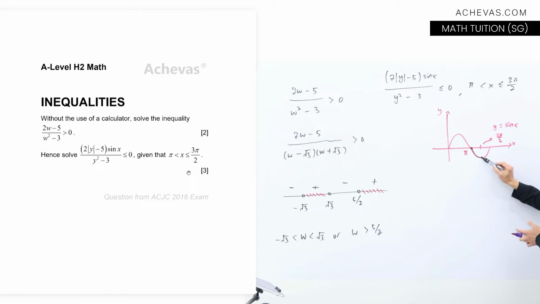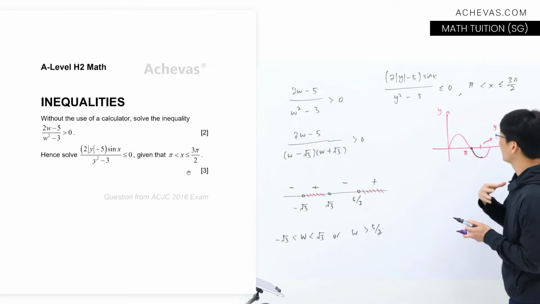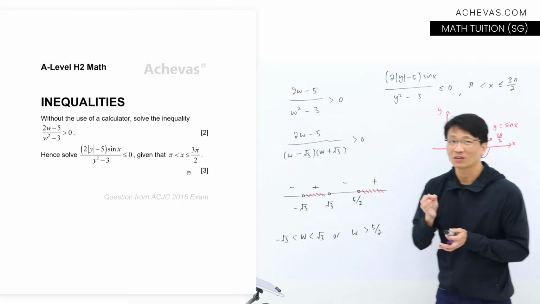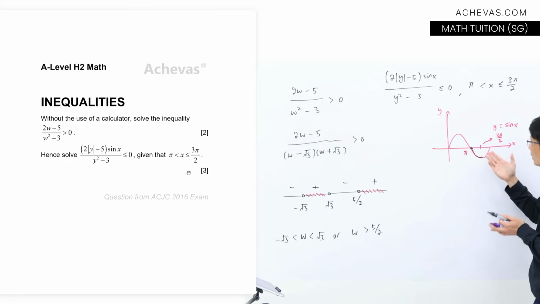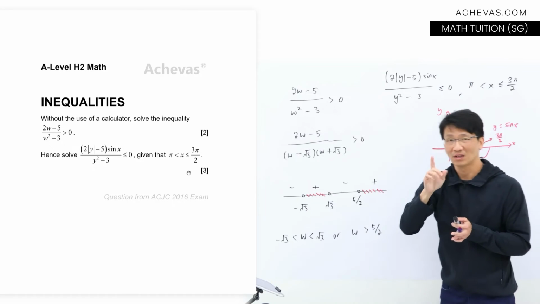You put a bold circle here to include this particular point, but it's not a big issue anyway for this part. Anyway, what we are going to look at is, between this and this, the value of sine x can only take on all negative values. Are you able to see that? It can only take on all negative values. That means this sine x is always negative.